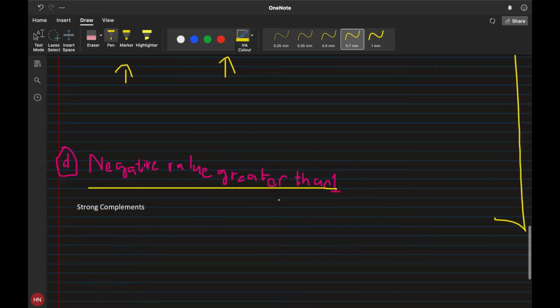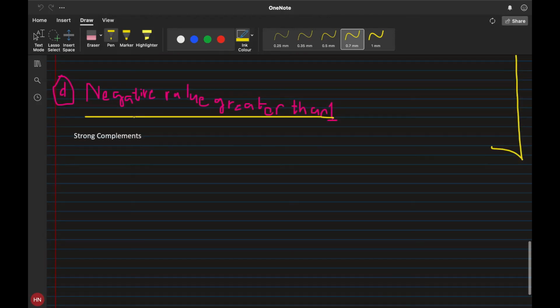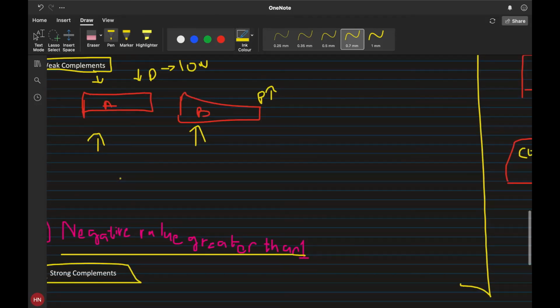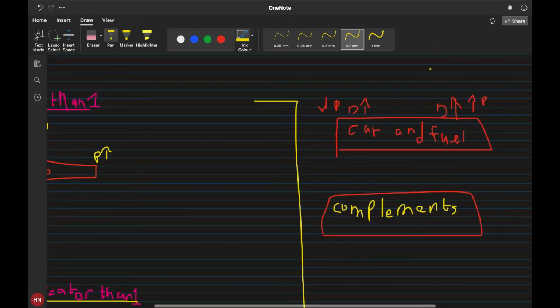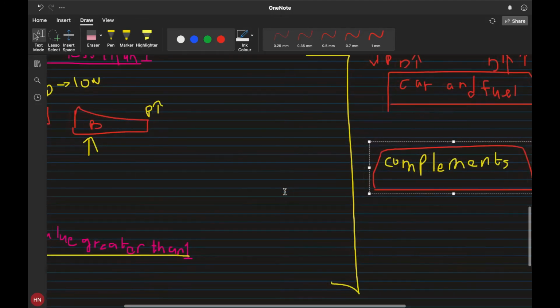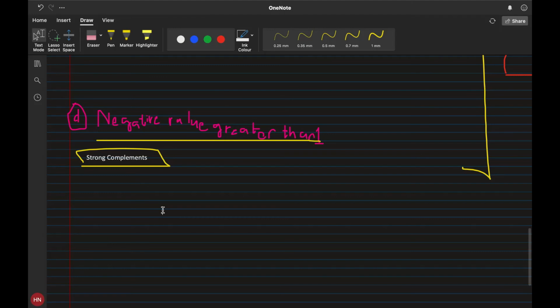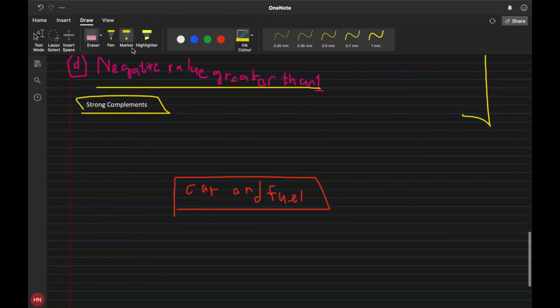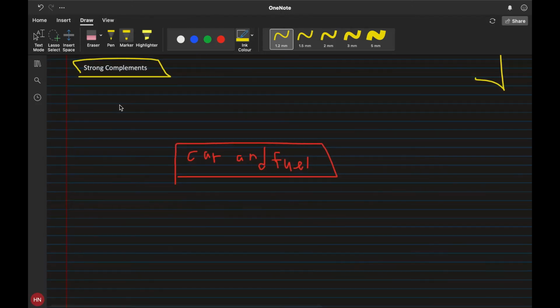This is as compared to the case where we have a negative value which is greater than 1, which represents strong complements. So let's just take this example here: car and fuel. If you buy a car, obviously you will buy more fuel. There is no other way to this, since why would you buy a car if you don't want to drive the car? In most cases, they are strong complements.